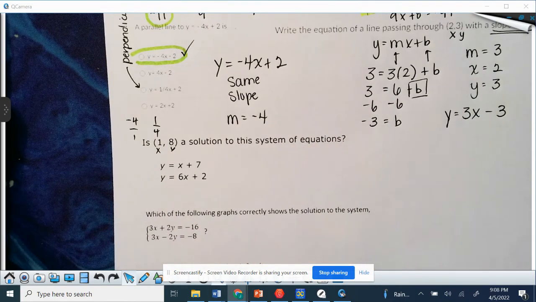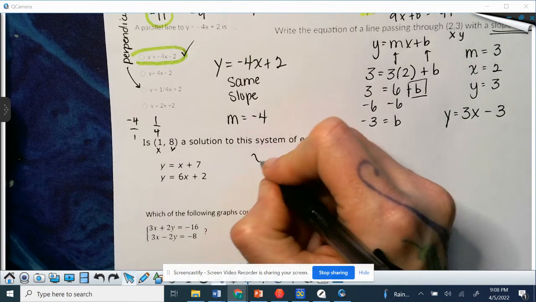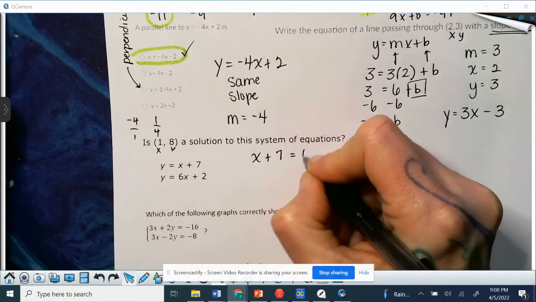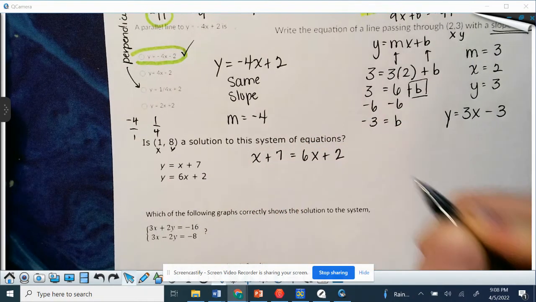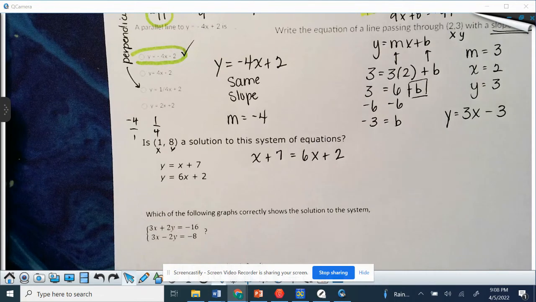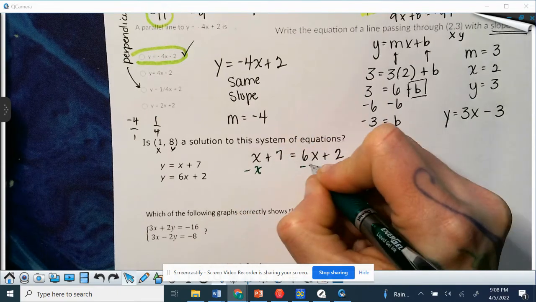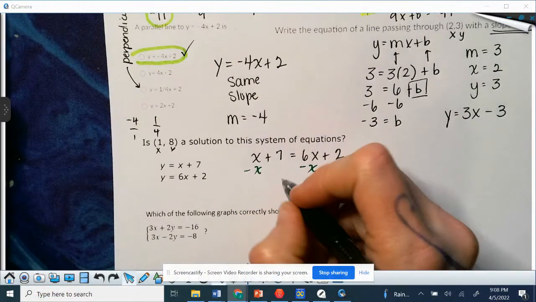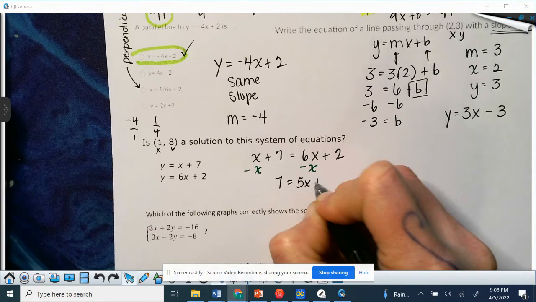If it's calculator inactive, so you have no calculator, you're going to put x plus 7 is equal to 6x plus 2. And again, this is just me showing you more practice of ways to solve these. Now's the time to do it because it's not a test, so you might as well try it. So minus x, 7 equals 5x plus 2.